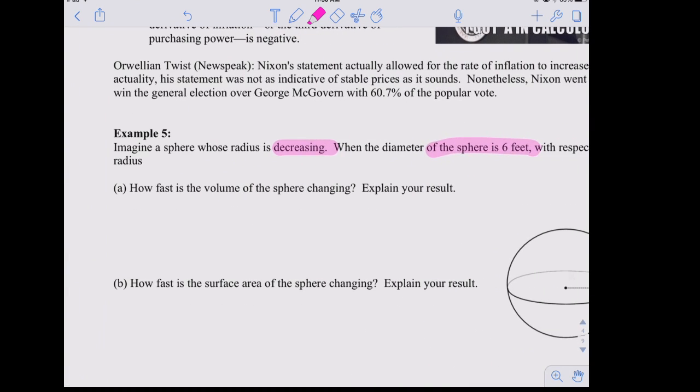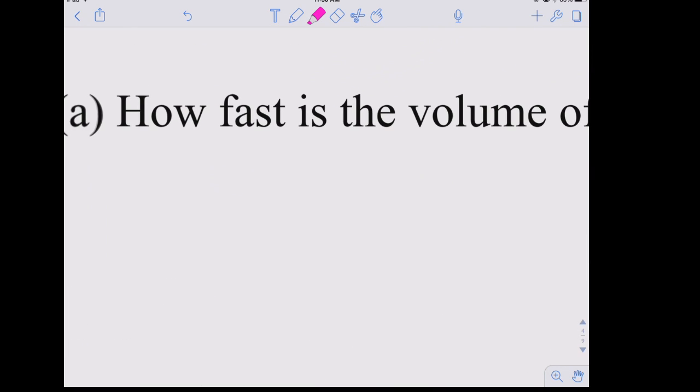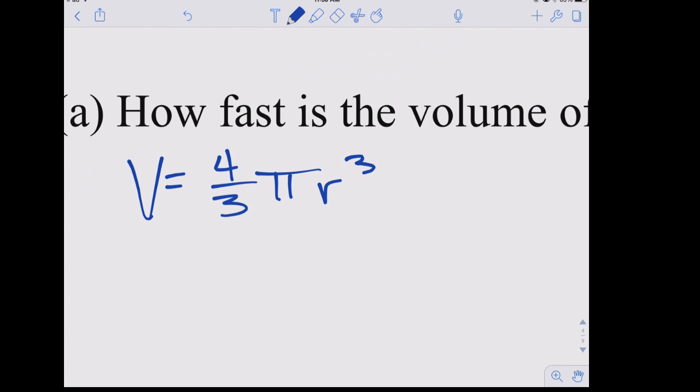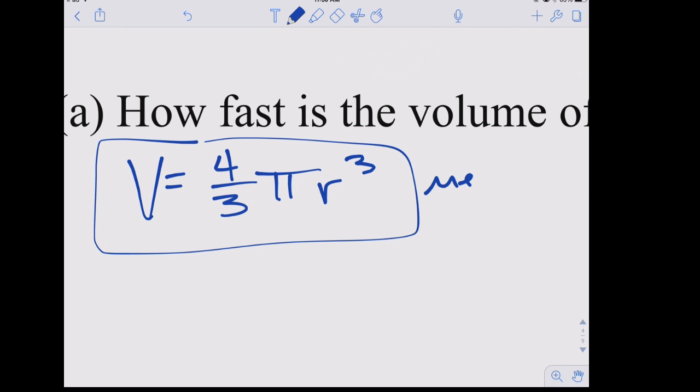Explain your result. Okay, so the volume of a sphere. First thing we need to do is figure out what is the equation for the volume of the sphere with respect to its radius. 4/3 pi r cubed. Yes. Memorize this. The volume of a sphere with respect to its radius is 4/3 pi times the radius cubed. This would be our quote-unquote position equation. It tells you for any value of the radius what the instantaneous volume is. Or if you know the volume, plug it in, it gives you the instantaneous size of the radius.